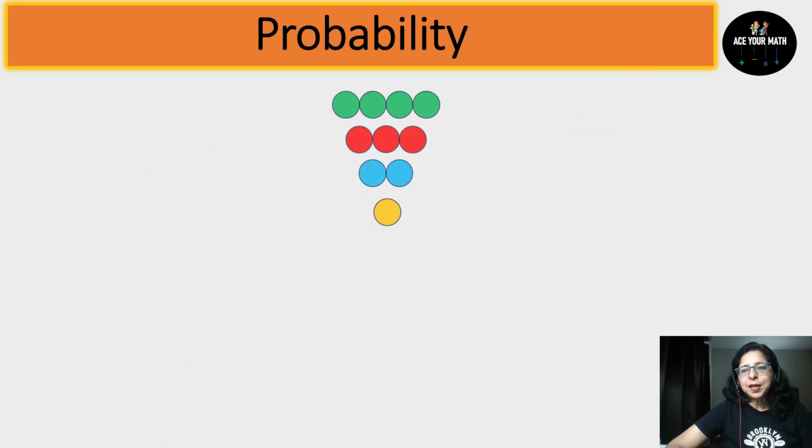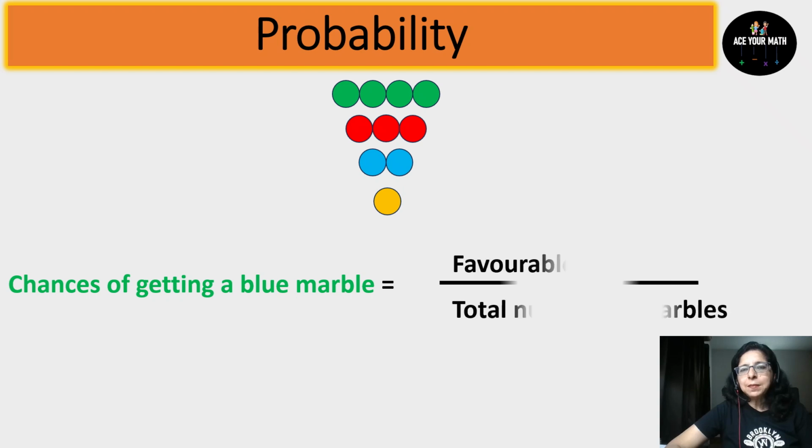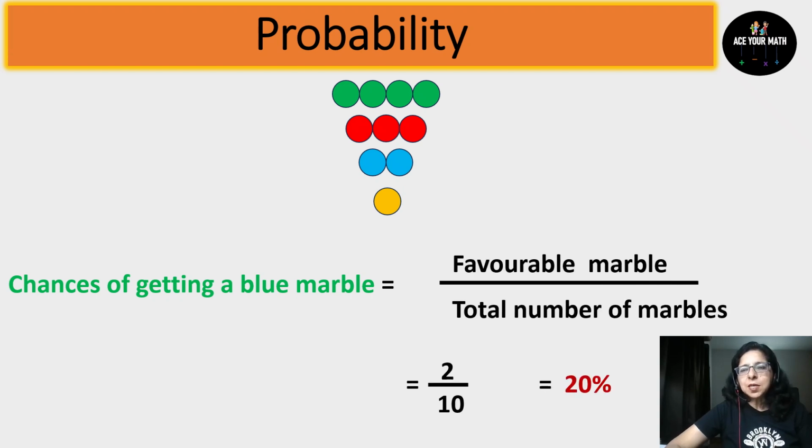Now Rana asked her grandmom, what are the chances of a blue marble? Grandmom says it is the same. Favorable marbles upon total number of marbles. Since blue marbles are 2, it is 2 over 10. And when you find it in percentage, it is going to be 20%.